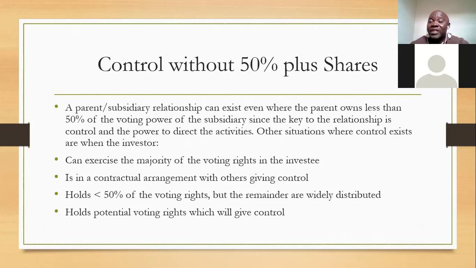Or one holds potential voting rights, which will give control. Would you give an example still on Elon Musk? I think it is similar to the proxy that you can get, like a proxy vote, where they say you're going to vote on our behalf. So at that point, you have the potential voting rights.